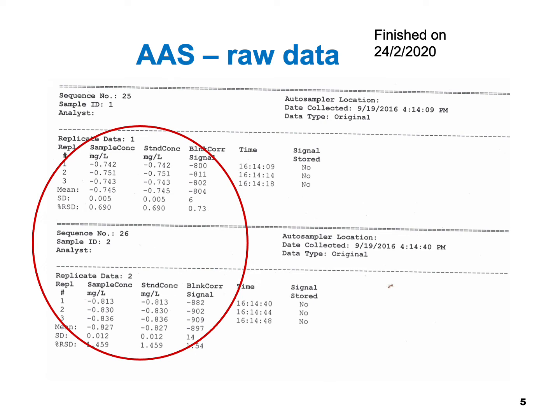In this slide, this is the result of AAS as raw data based on the metal analysis. You can see here in this result, the value of the sample concentrations is minus 0.742, minus 0.751. So this is a triplicate measurement. You can see the result is almost minus 0.7. So if, let's say, you get a negative value, how are you going to write up your report?